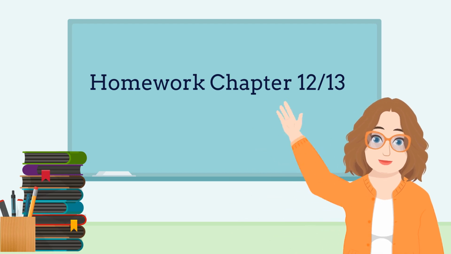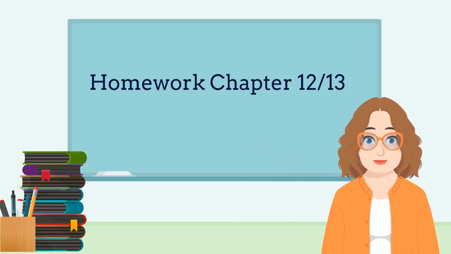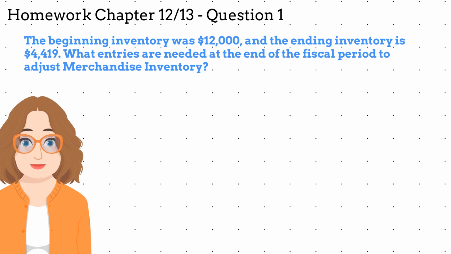Hello. Let's talk about this week's homework. Let's start with question 1. The beginning inventory was $12,000 and the ending inventory is $4,419. What entries are needed at the end of the fiscal period to adjust merchandise inventory?